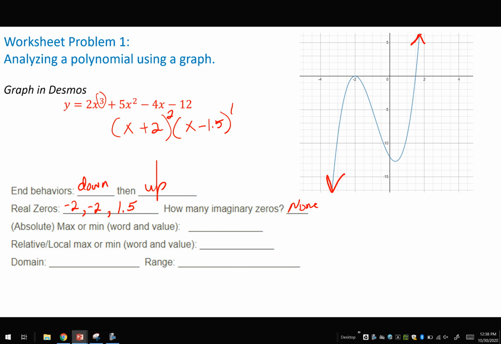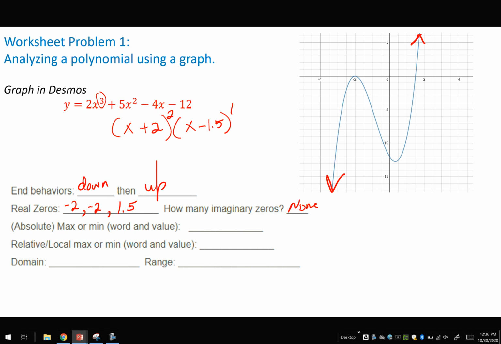There's not any imaginary. That idea of multiplicities is making sure we cover all of our zeros. So we're paying attention to what's happening at the graph at those specific zeros on the x-axis. All right, so for real zeros, -2, -2, and 1.5. The next one that asks about absolute max or min. And it's saying give a word or a value.